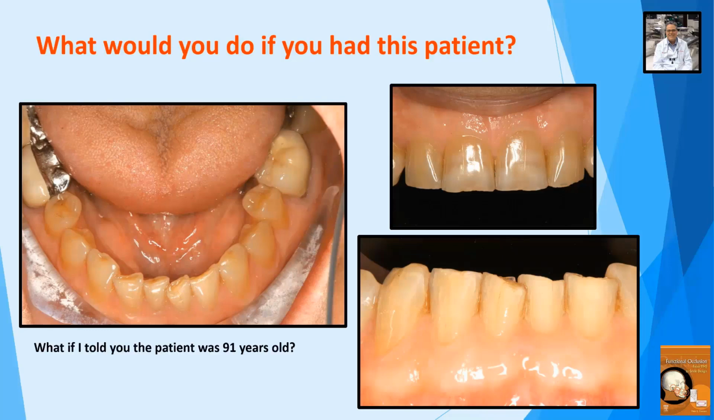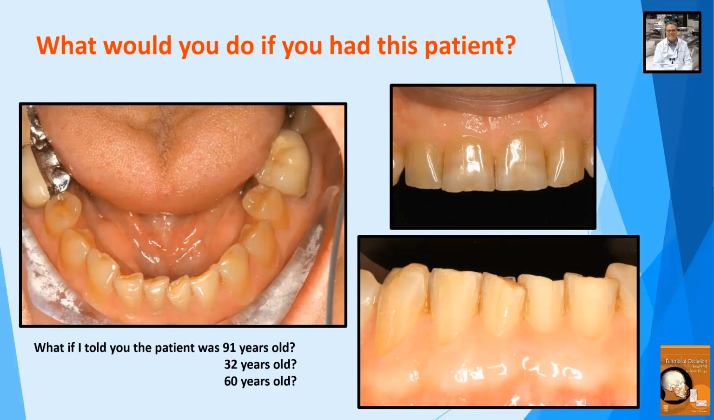What if I told you the patient was 91? Would that matter? Well, probably. It's likely not to be a restorative problem if somebody's 91. What if I told you they were 32? Well, that might change things. That's a lot of wear, a lot of cracking, a lot of previous crowns for a 32-year-old. What if I told you they were 60? And that's what this man's age is, 60.